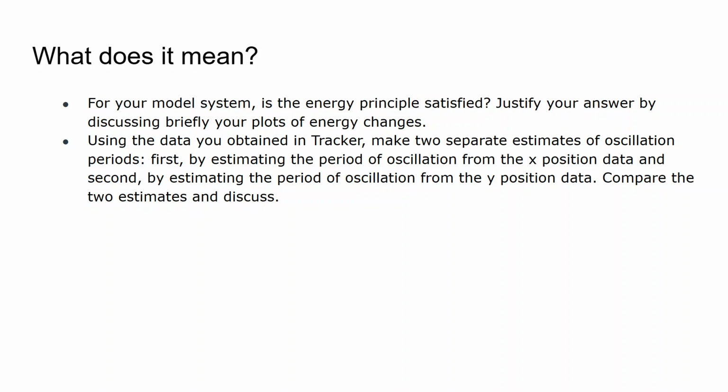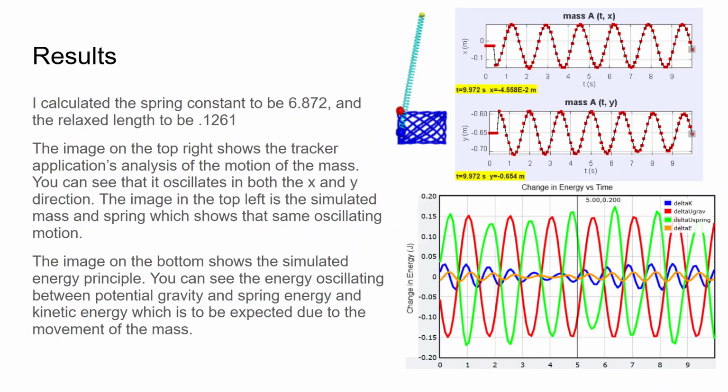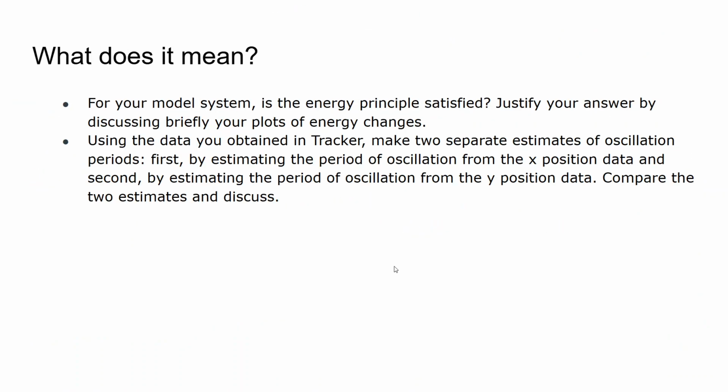What does it mean? For your model system, is the energy principle satisfied? Justify your answer by briefly discussing your plots of energy changes. I believe the energy principle is satisfied because if I go back to this slide here, you can see that all the delta K, delta gravity, and delta spring all roughly equal the delta energy total, which means that the energy constant was satisfied.